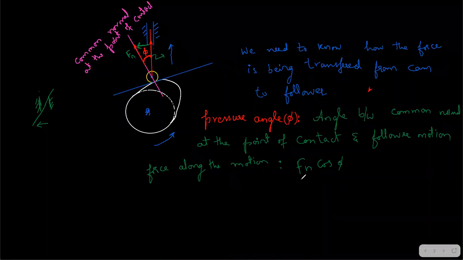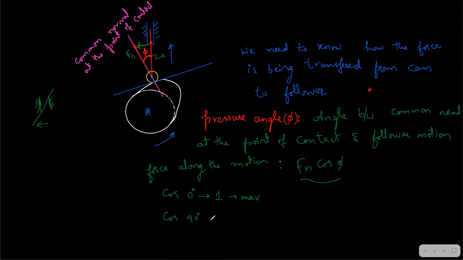Based on our cos values, we know that cos 0 degrees is 1, the maximum value of cos, and cos 90 degrees is 0, the minimum value. So do you want the force along the motion minimum or maximum? Along the motion, we want maximum. So you can have the angle between 0 degrees and 30 degrees. 30 is the maximum. It should not cross 30.